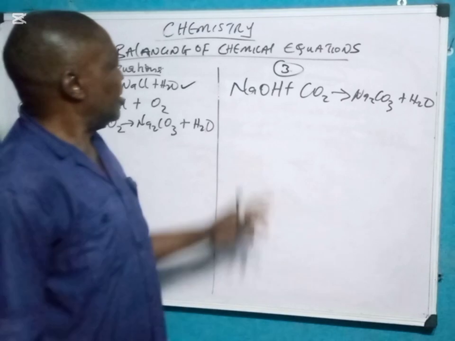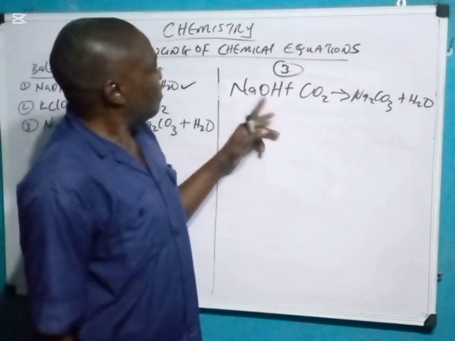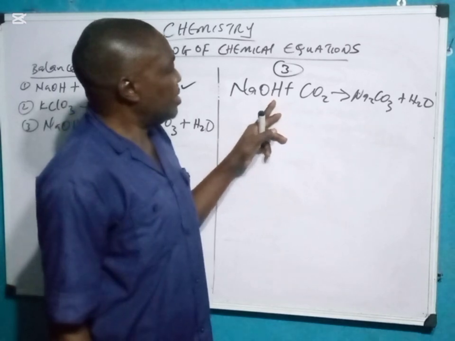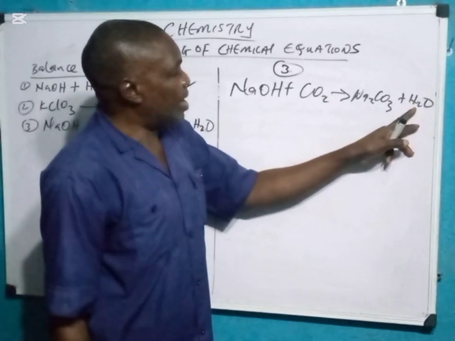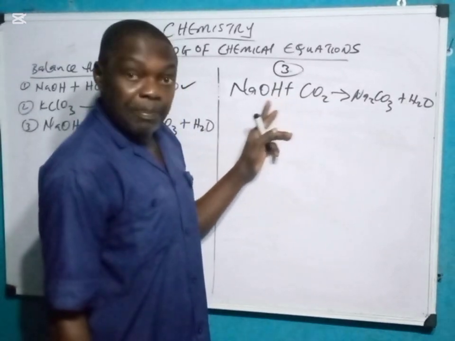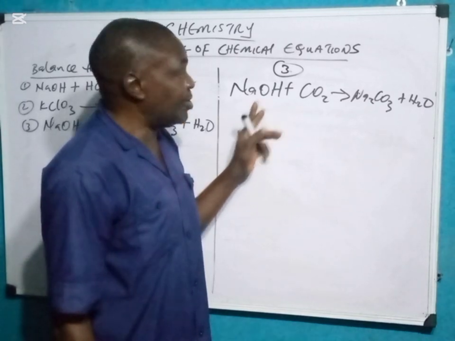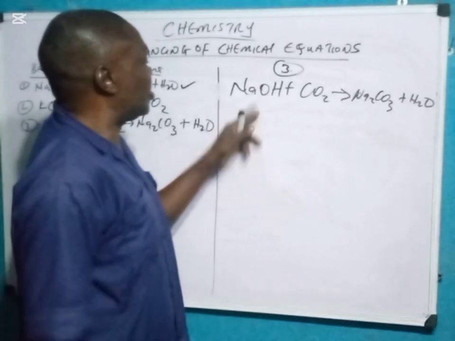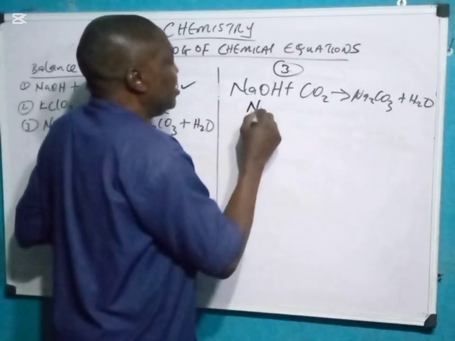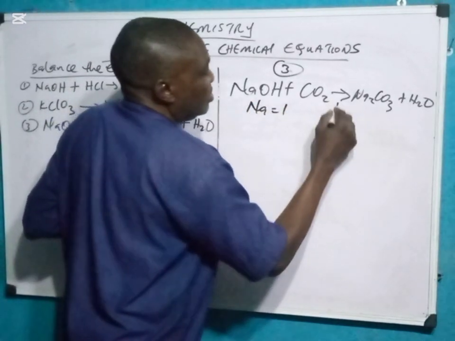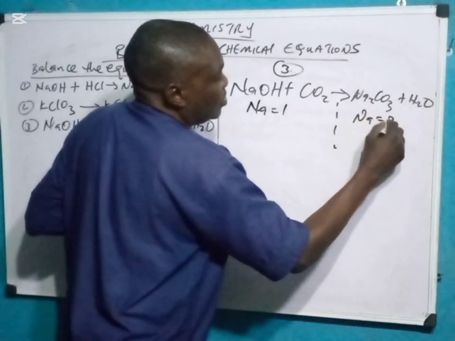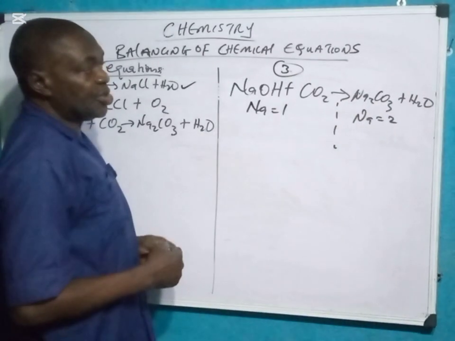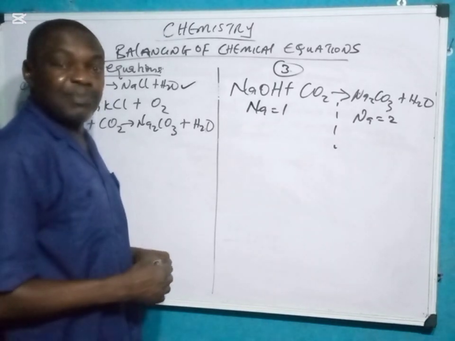You ignore that. Look at hydrogen. You have hydrogen 1 here. You also have hydrogen 1 here. One of the reactants contains hydrogen. You can use hydrogen, but the easier one is sodium. Just use the metallic one. Na equals 1, demarcation line, Na equals 2. So we have picked one that is not balanced between the reactant side and the product side.